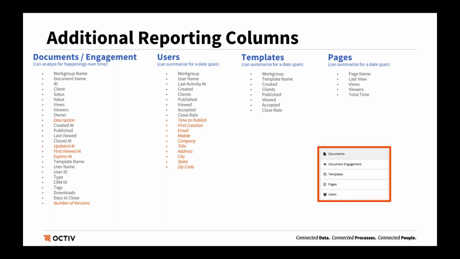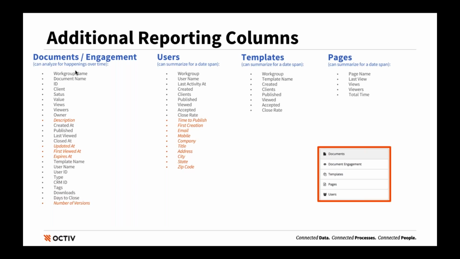So diving right in, the first announcement we've got on things that have been released in the last month since we last spoke are additional columns that have been added to the Octiv reports. So administrators, when you're logged into Octiv, you'll see the Reports tab in your account. And I've got a little picture here in the bottom right-hand corner of my screen. There's really 5 reports there that you'll have access to, and we're going to see very similar type of data on our documents and document engagement report.